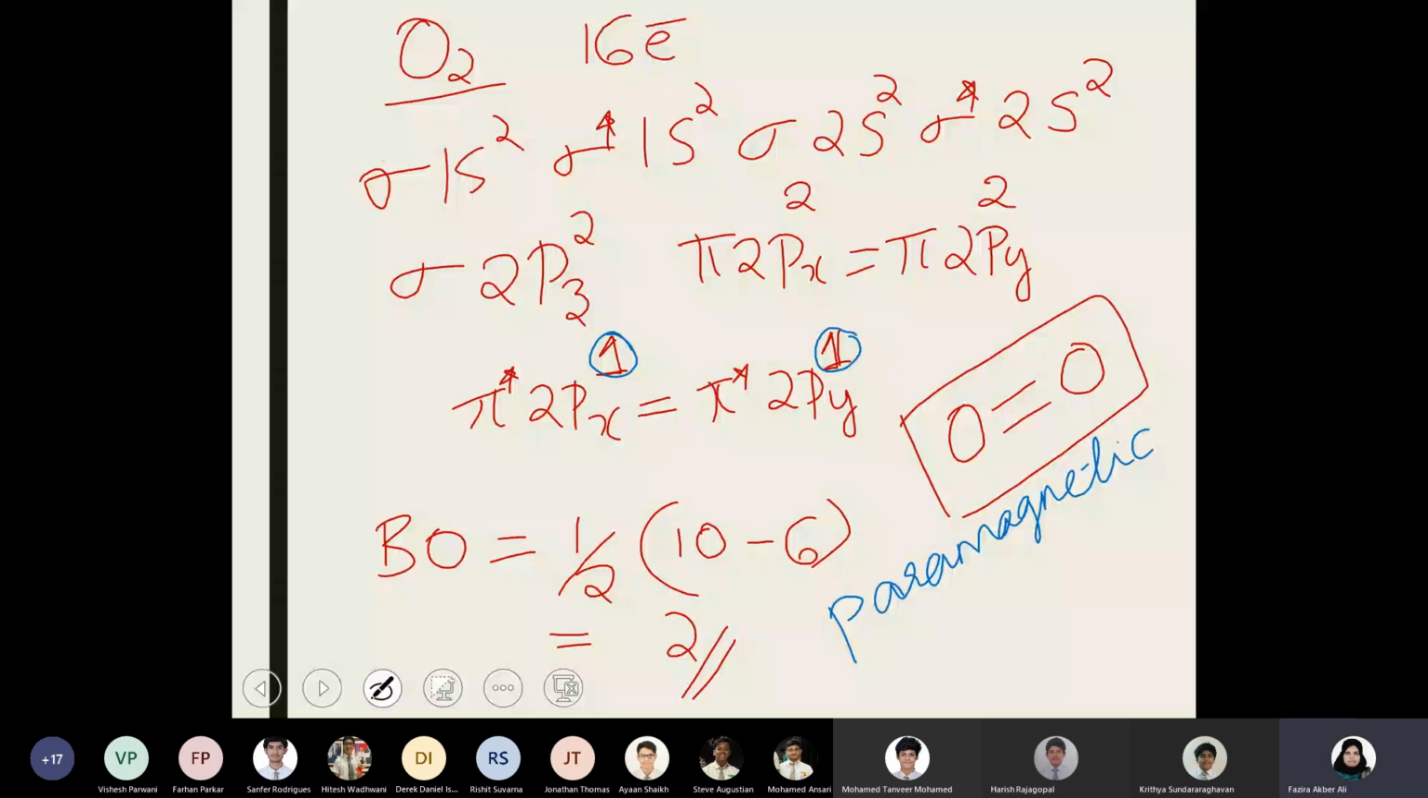Then you can look for the number of unpaired electrons, or the presence of unpaired electrons, for their magnetic properties. If there is no unpaired electron, it will be diamagnetic. If there is at least one, then you have paramagnetic. At least a minimum of one unpaired electron makes the compound paramagnetic. So that is all about the oxygen molecule. Is that clear? Any doubt to anyone?